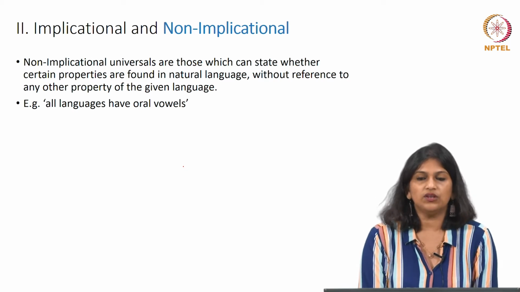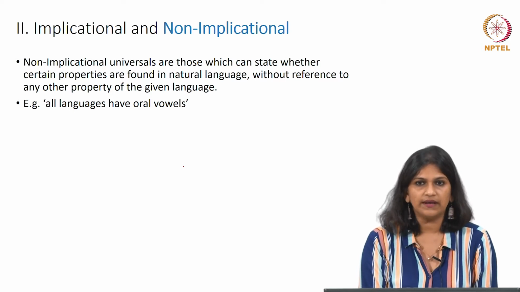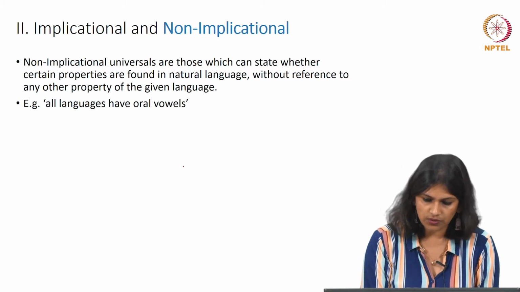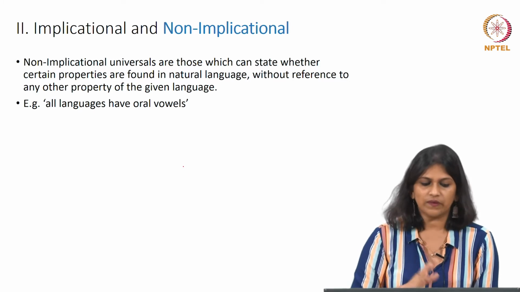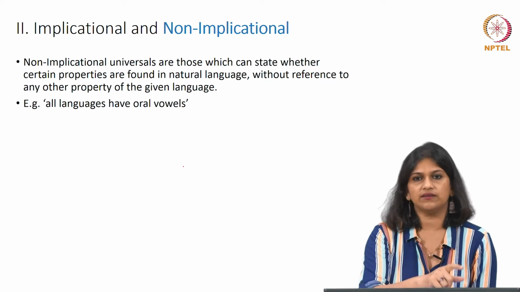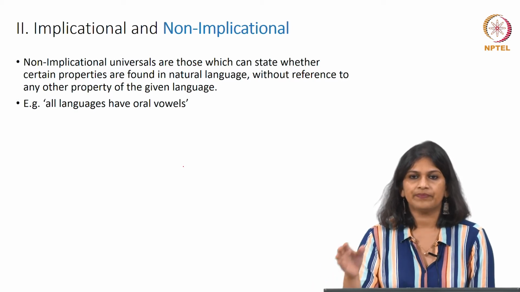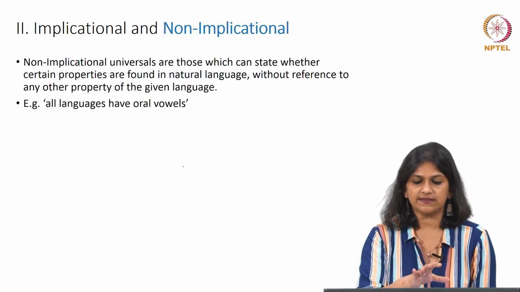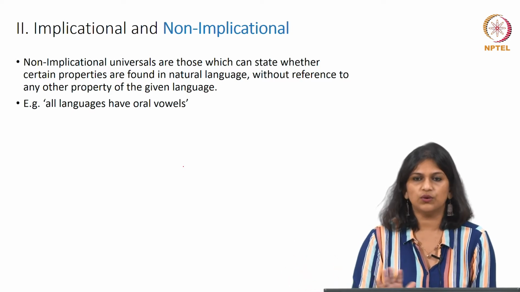Now, let us look at the non-implicational. Non-implicational universals do not include any if, whether kind of a conditional sentence. So, non-implicationals are those which can state whether certain properties are found in natural language without reference to any other property of the given language. So, these are independent of any other property. I just talked about reflexives in the first, second and third person. What I said? The reflexives in the first and second person would imply the third person, but in case of non-implicational, no such condition is applied or no such condition is required.